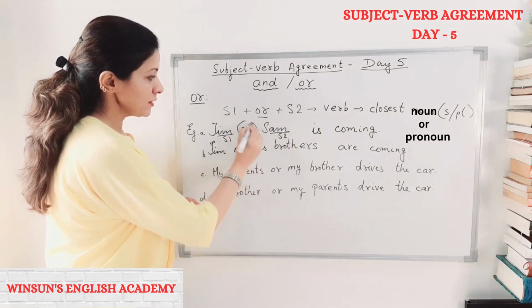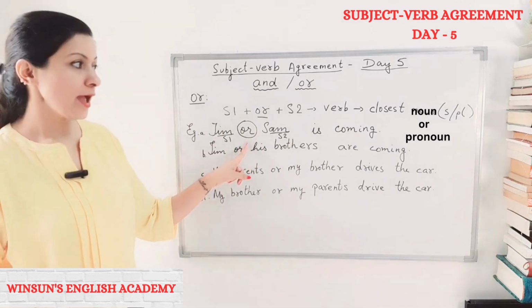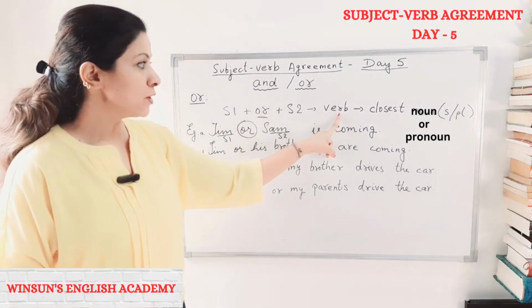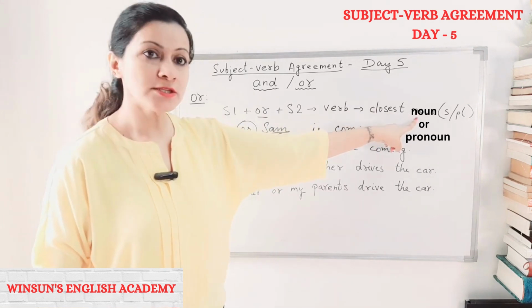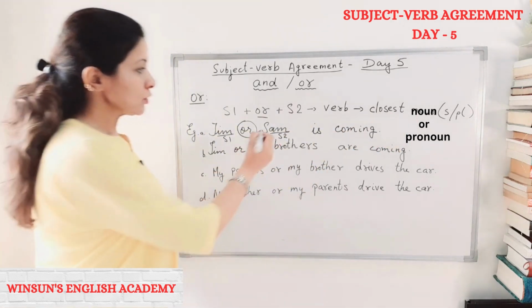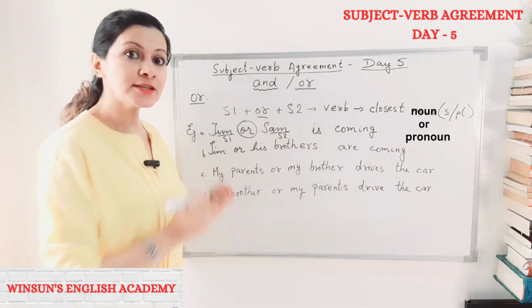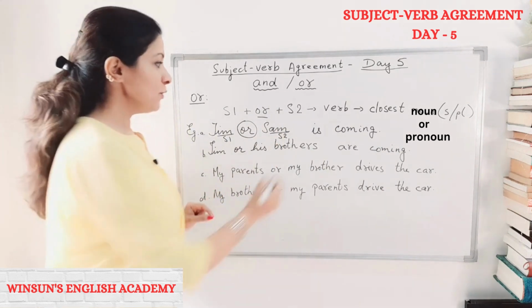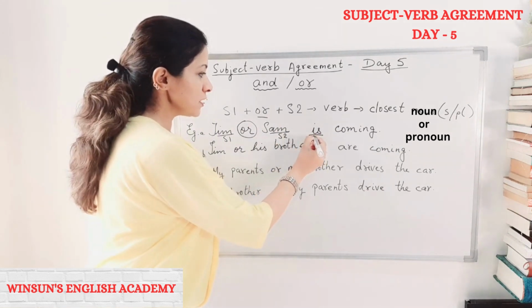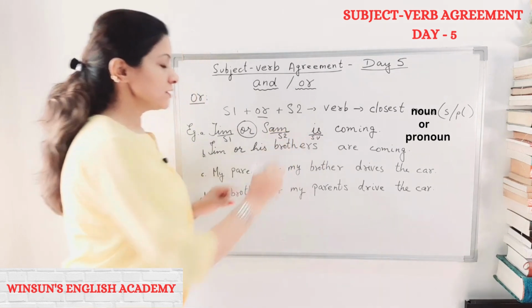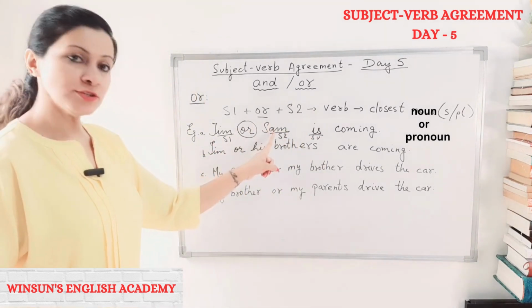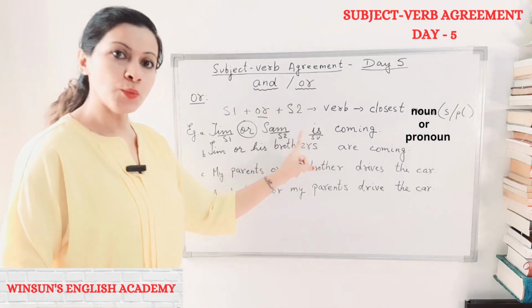They are joined by or. And what does the rule say? The verb agrees with the closest noun. Now here, the closest noun, Sam, is singular, right? So the verb will agree with the closest noun that is singular. And singular subjects take singular verbs.